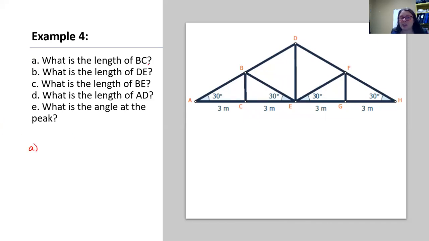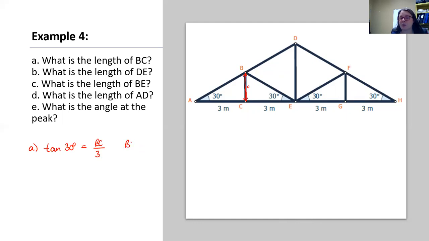So A says, what's the length of BC? So we want to know what is this length here. Okay, so we know we have a 30-degree angle. We have an adjacent side that's 3 meters, and this particular side would be our opposite side. So we know we're going to use a tan ratio. So the tan of 30 degrees is opposite, so I'm going to call it BC over 3.